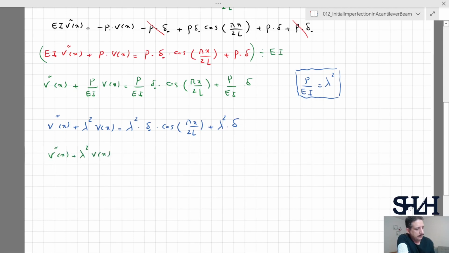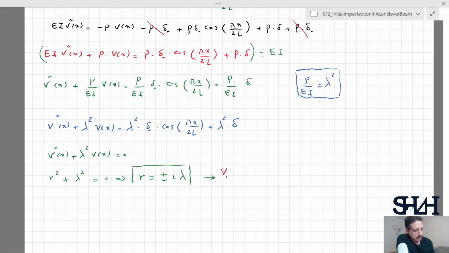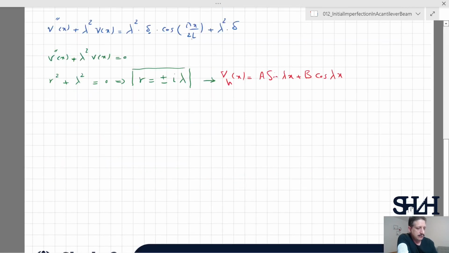I write the homogeneous equation r square plus lambda square equals to 0. As a result, r will be plus minus i lambda. And from here, we can derive the homogeneous solution, which is a sinus lambda x plus b cosinus lambda x. Now we have two functions for the non-homogeneous.